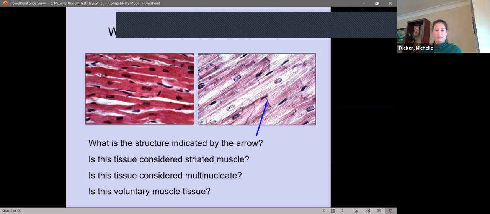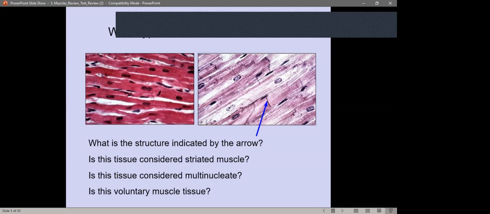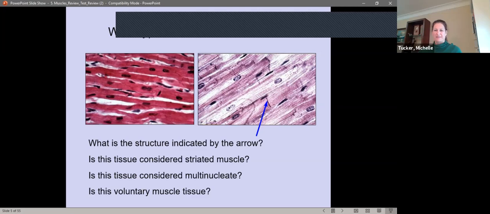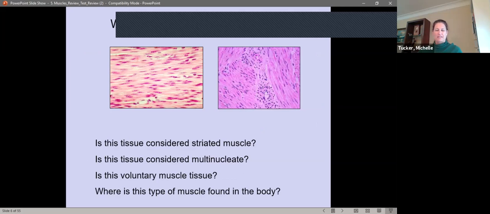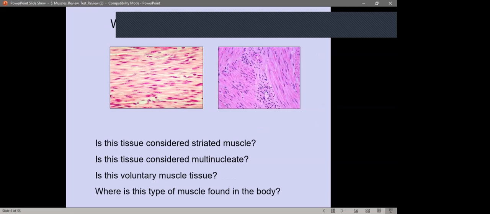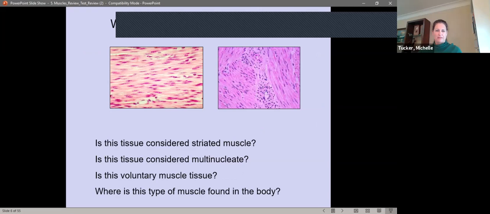Is cardiac muscle tissue voluntary? No. No, thank goodness. That's why we can go to sleep and still wake up. Okay, so this brings us to our third type of muscle tissue, which is what? Smooth. Yep. So these are small tapered fibers.